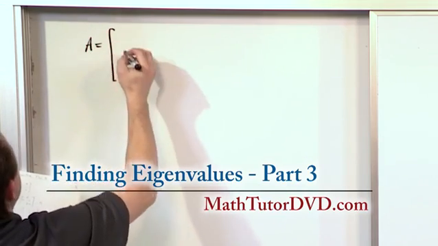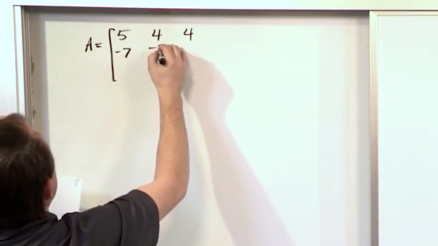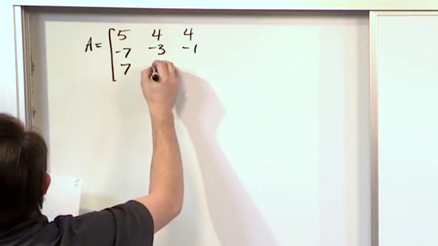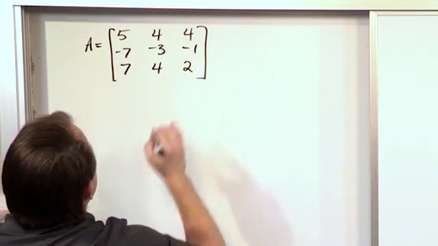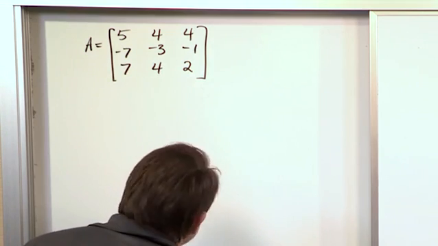So the matrix here: 5, 4, 4, negative 7, negative 3, negative 1, 7, 4, 2. So that is our matrix. We want to find the eigenvalues of that matrix.